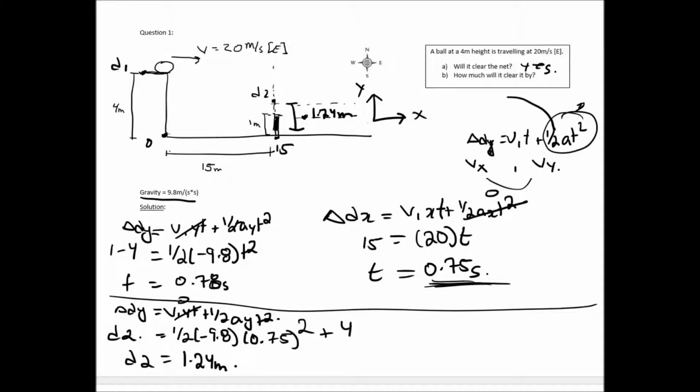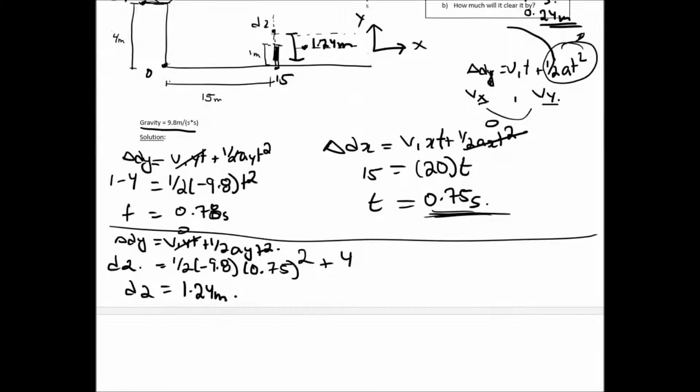How much did it clear the net by, which is 1 meter tall, is going to be 1.24 minus 1, and that's going to be 0.24 meters. So that's question 1. Pretty simple. And just keep in mind that you can solve x. You don't need to take Vx and Vy as independent.